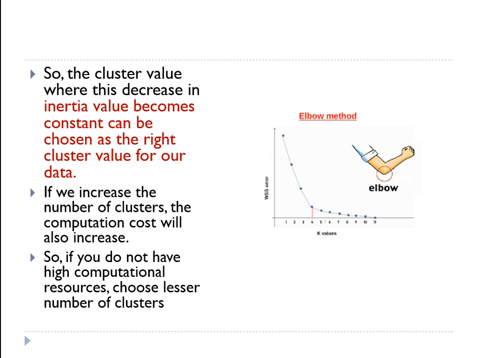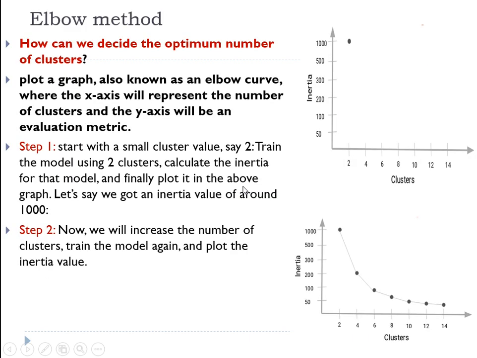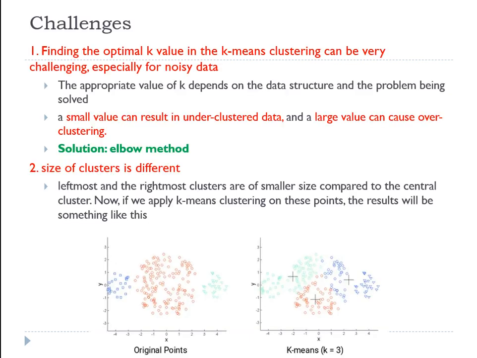But something you have to keep in mind is, as you go on increasing the number of clusters, the computation cost will increase. But if you have a lesser number of clusters, then you will not really get a good clustering. So what are the challenges in k-means clustering? The first challenge is finding the optimal k value. For that, I just suggested that you can go for elbow method. But keep in mind, a smaller k value will result in under-clustered data, and a larger k value can cause over-clustering.